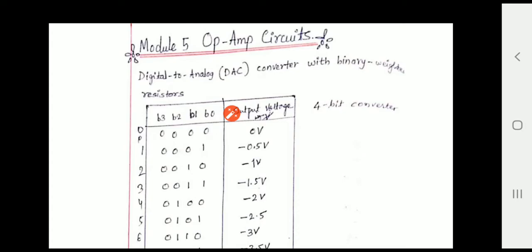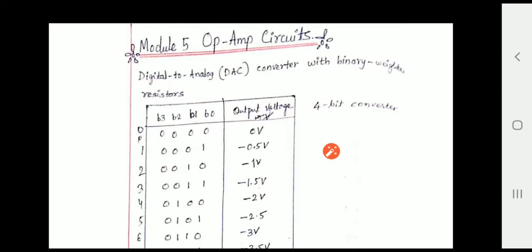Here we are using a 4-bit digital to analog converter. Four binary bits are used, like B0, B1, B2 and B3. So the name of the topic is digital to analog converter with binary weighted resistors. Here the meaning of binary weighted resistors is that it uses the position of the binary bits to select the input resistors which are used in the op-amp.